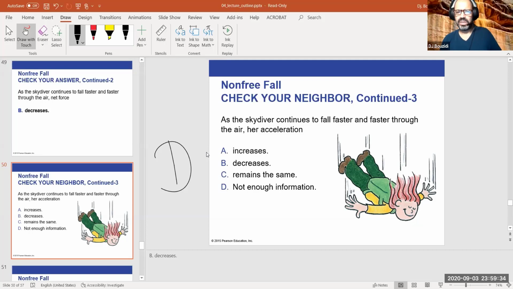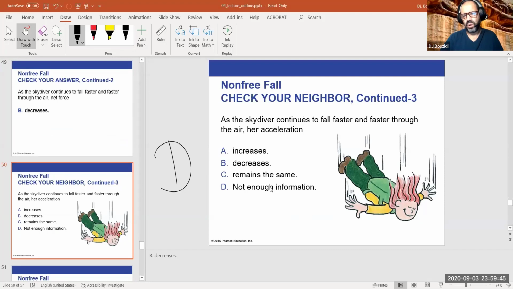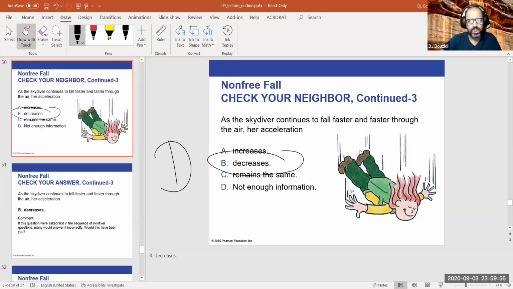As the skydiver continues to fall faster and faster through the air, her acceleration... Now, because the net force, we just saw, is decreasing, going less and less, and the acceleration and the net force go hand in hand, in this case the acceleration also is decreasing. So the correct answer that you're going to post on Canvas for the third question is B, decreases.